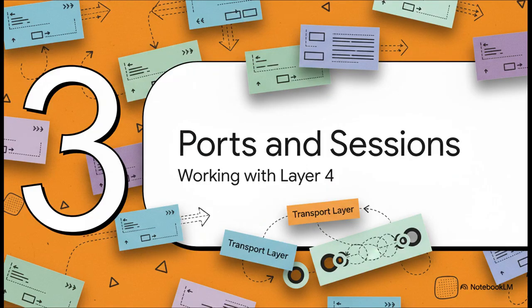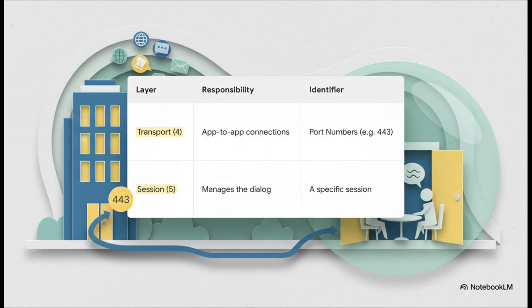Now, it's really important to remember that this layer doesn't work on an island. It's in a very close partnership with the layer right underneath it, the transport layer. Let's see how they team up. This table makes the difference crystal clear. So, the transport layer, that's layer 4. It uses port numbers to get data to the right application's front door. For example, all secure web traffic is aimed at port 443. But once the data gets to that door, the session layer, layer 5, takes over. It manages the specific conversation, your unique login session, that's happening through that door.